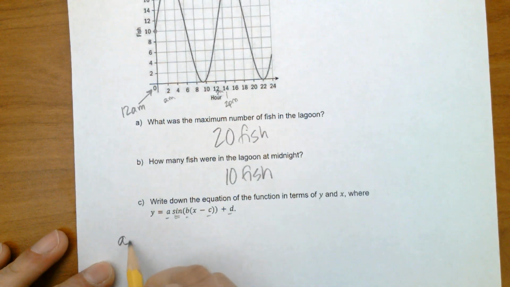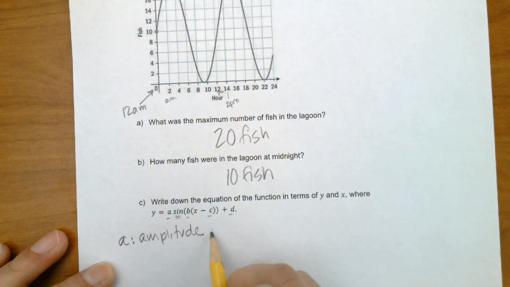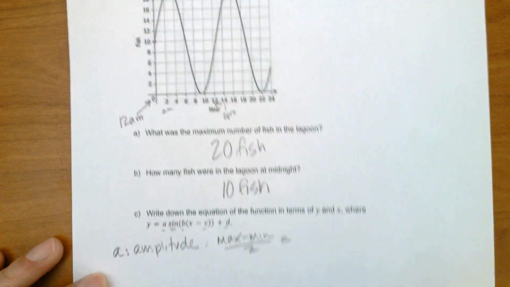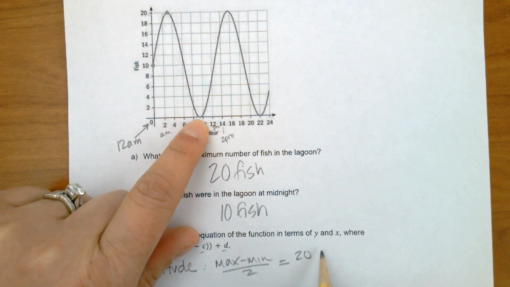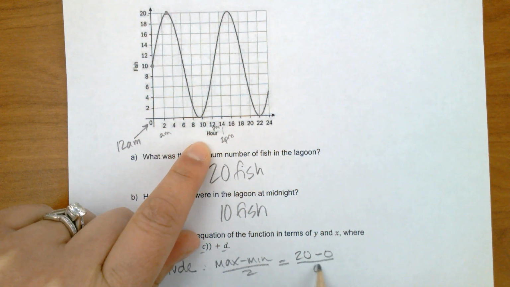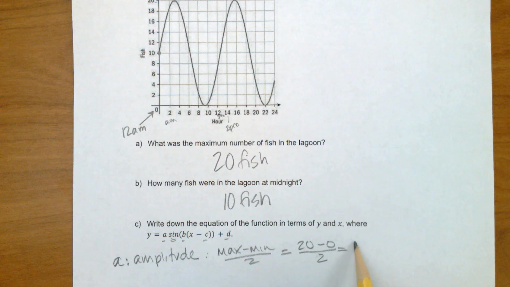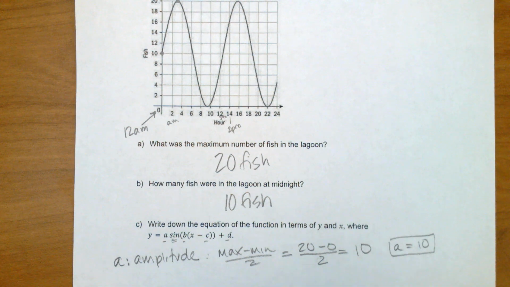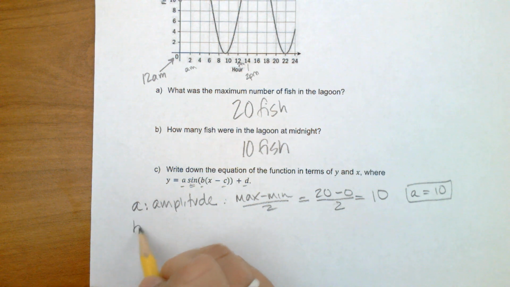Okay, so to find A, A is amplitude. And amplitude we get from taking the max and subtracting the min and dividing by 2. So we know that our max is 20. And if we look, our minimum is going to be at 0. So 20 minus 0, and we're going to divide it by 2. So then we have 20 divided by 2, which gives us 10. So our A equals 10. So we do have our first number. Perfect. Okay, let's do B.